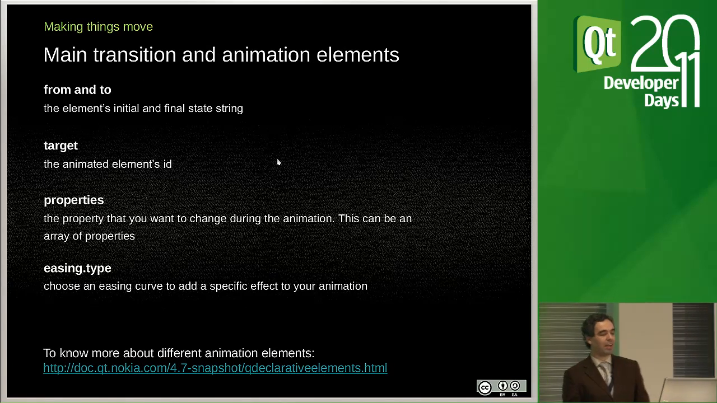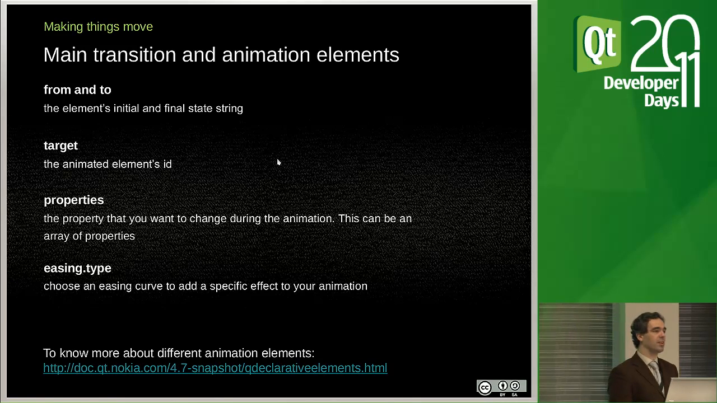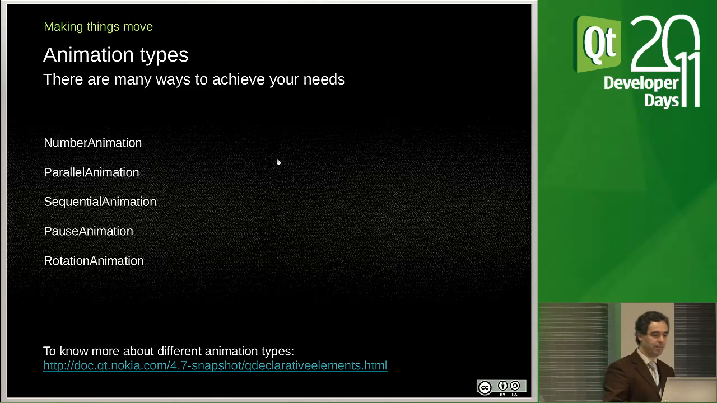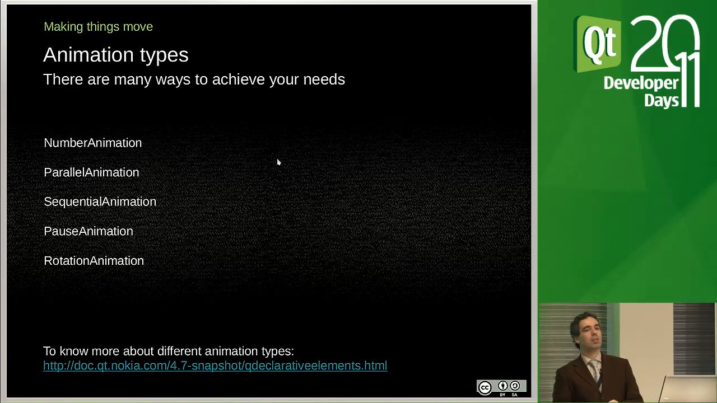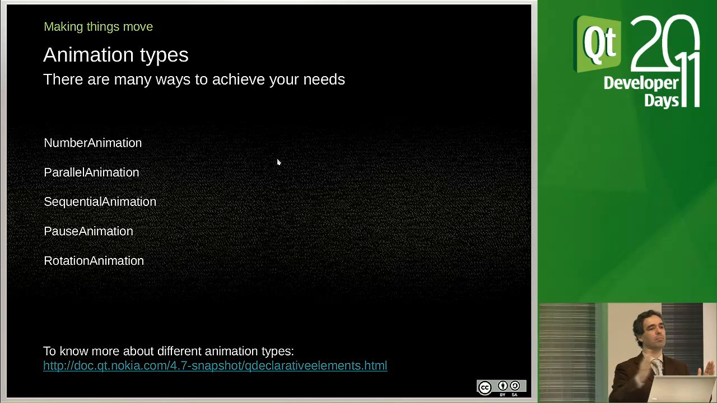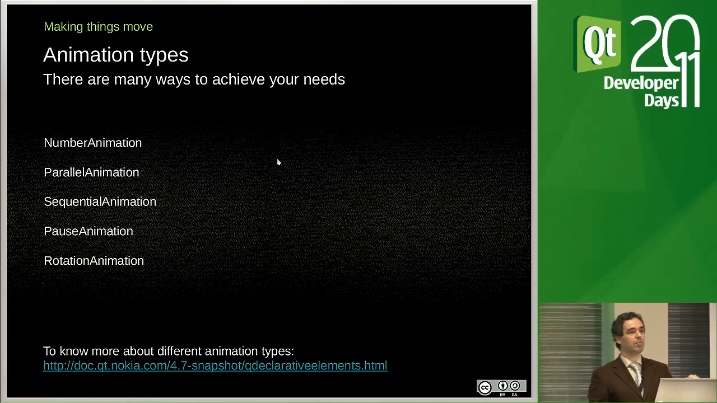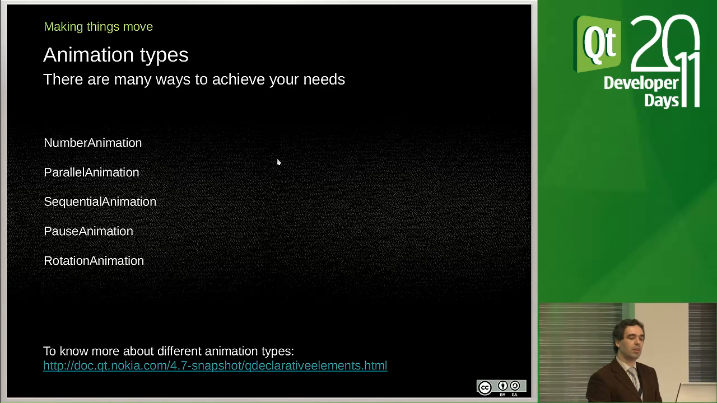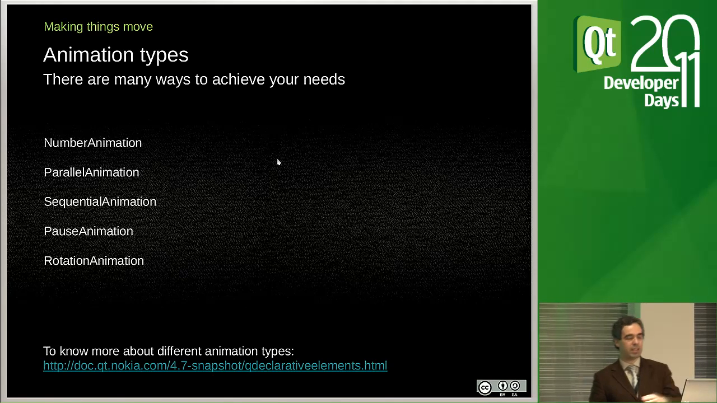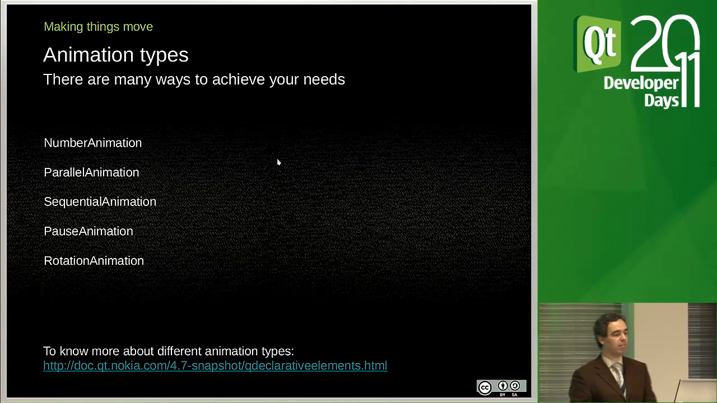So I think we've talked about this, the from and to. Define the target, the properties, and the easing type. And there are several types of animation. We've been over number animation. Number animation is changing a number. So it's interpolating every number from one state to the other. And in the property that we've defined in our animation, it was applying a number animation with the easing curve we defined to the x and y value.